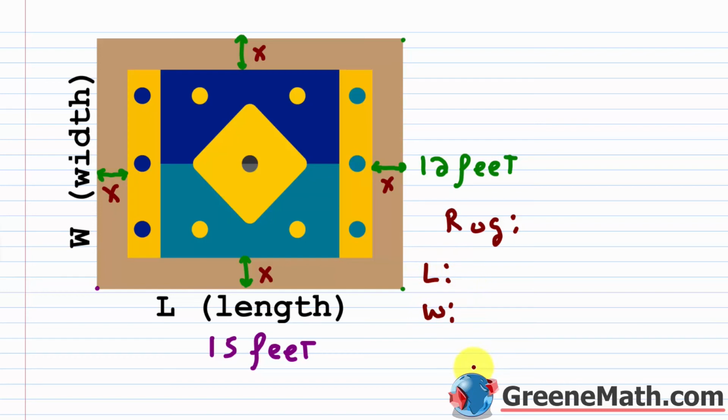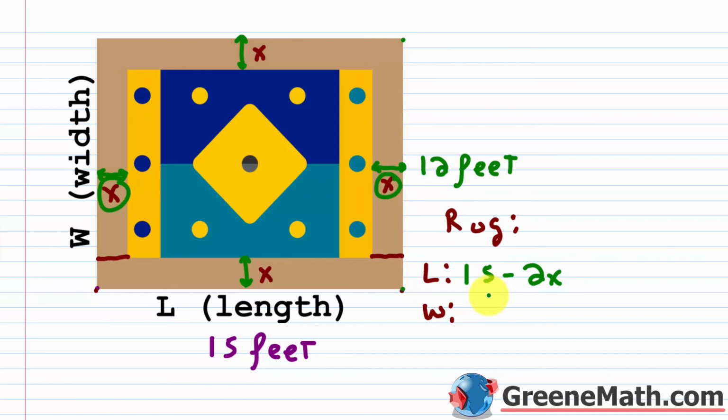For the length, I know the length of the bedroom. It's given to me, it's 15 feet, so that's from here to here. If I want the length of the rug, I need to subtract out from here to here and from here to here, okay? So what's that measure? It's going to be 15, the total amount, minus this, which is x, and then minus this, which is x. So 15 minus x minus x is 15 minus 2x. That's going to be my length of the rug.